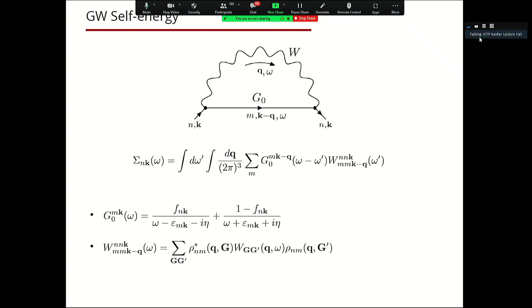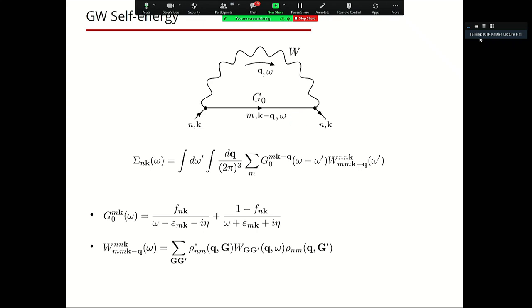Once we have computed the screening, the next step is to compute the self-energy. Here we have the Feynman diagram represented in the Kohn-Sham space. Thus, we have an incoming Kohn-Sham state labeled with a band index and k-point index, which scatters. And then we have an interaction line, which is the screened interaction W, which brings some momentum and energy. Then we have also an intermediate state described with this G0 that is in a band index M, and it brings a momentum k minus q due to momentum conservation and an energy omega.